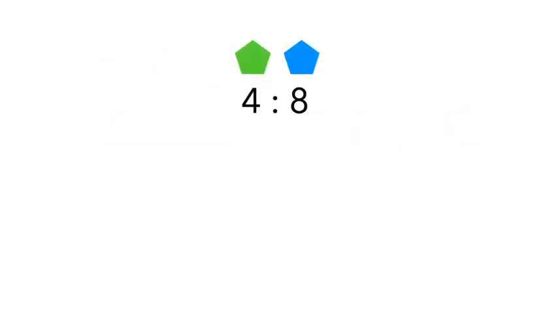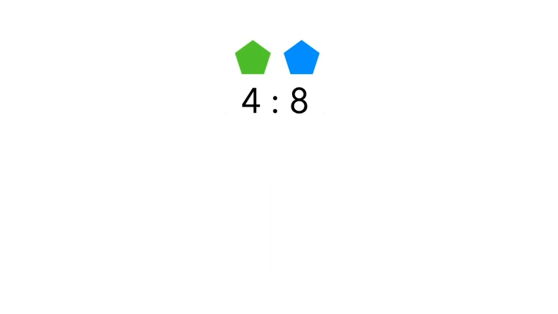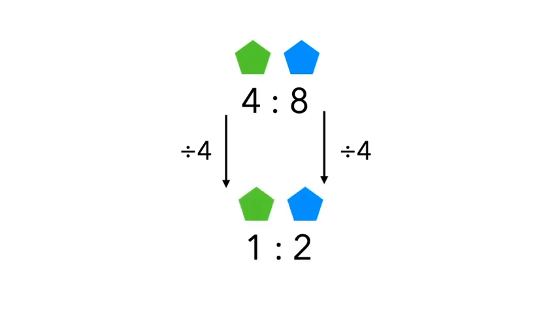So if we write this as ratios, we have 4 to 8, and that's green to blue shapes. If we divide both sides by 2, we can simplify this to 2 to 4. But that's not in its simplest form. If we actually divide by 4, we get from 4 to 8 to 1 to 2. And so this is the ratio that represents the green and blue shapes in its simplest form. And you might notice a link here with fractions in the fact that we can multiply and divide both sides to get equivalent ratios or to simplify a ratio. And then when we get down to 1 to 2, we can't simplify this any further.